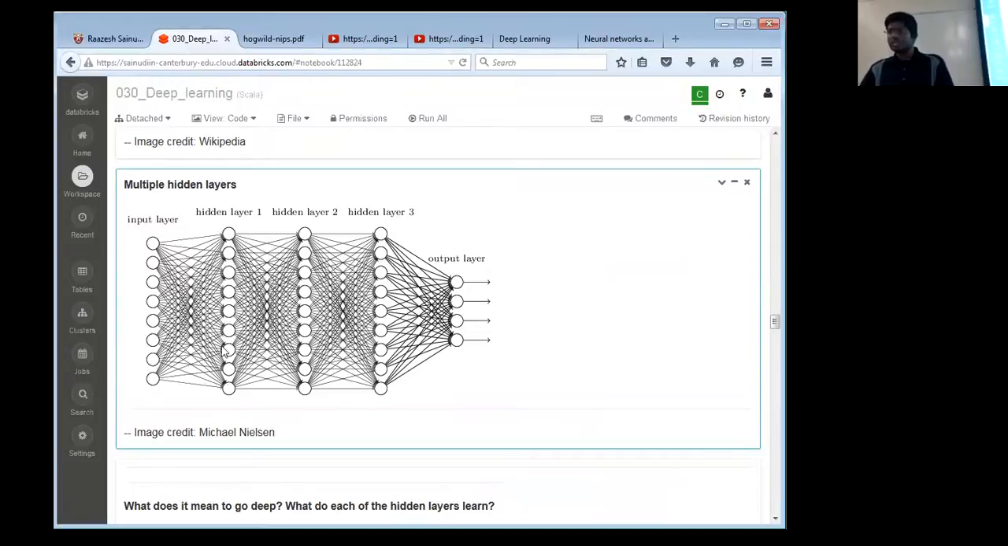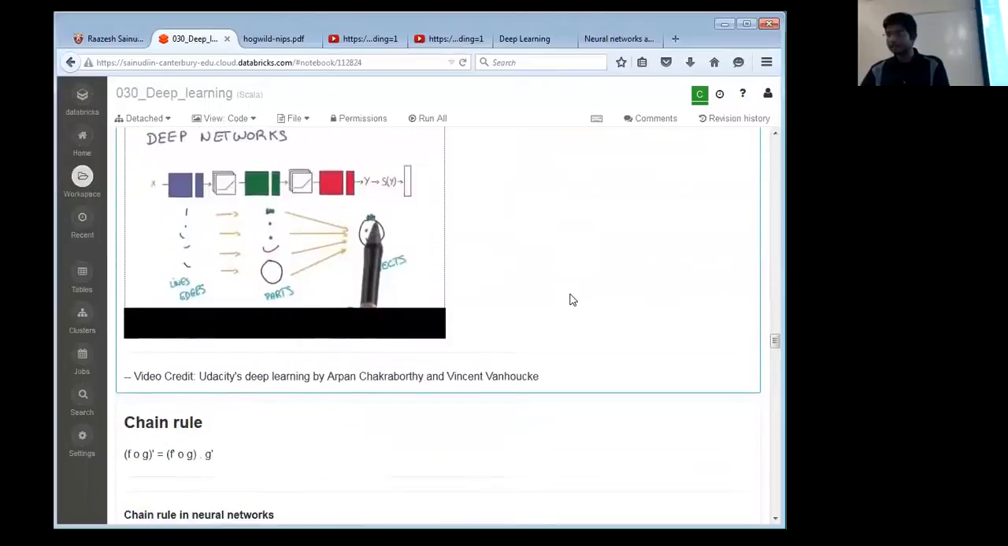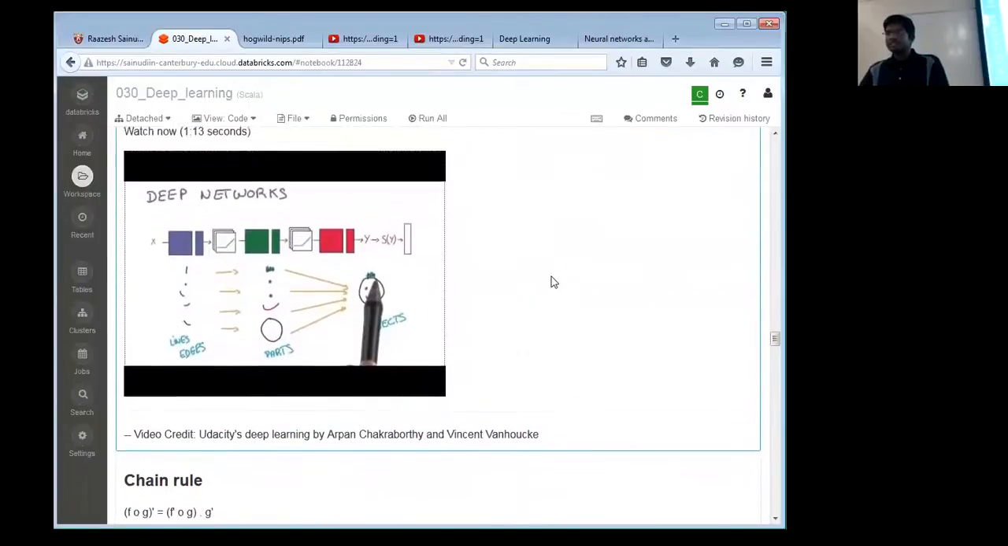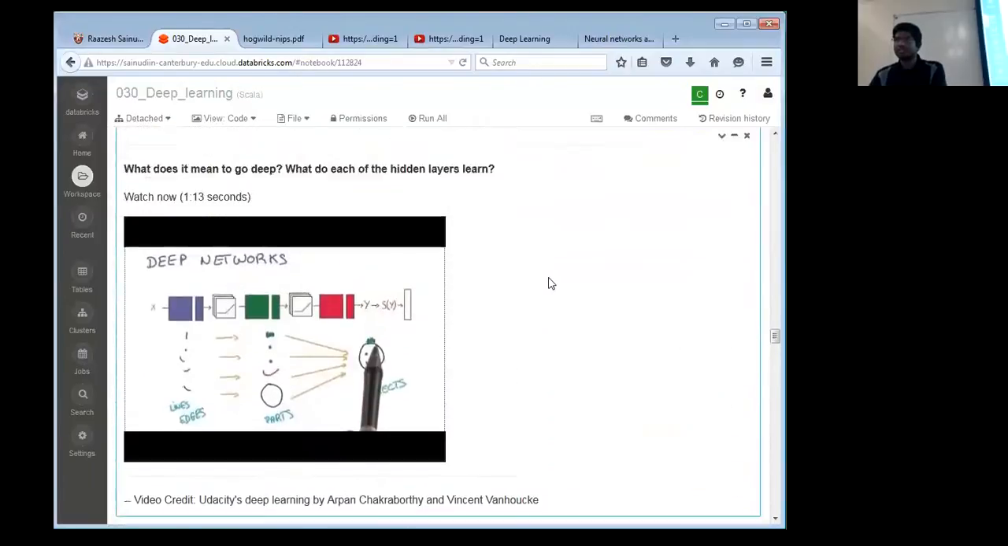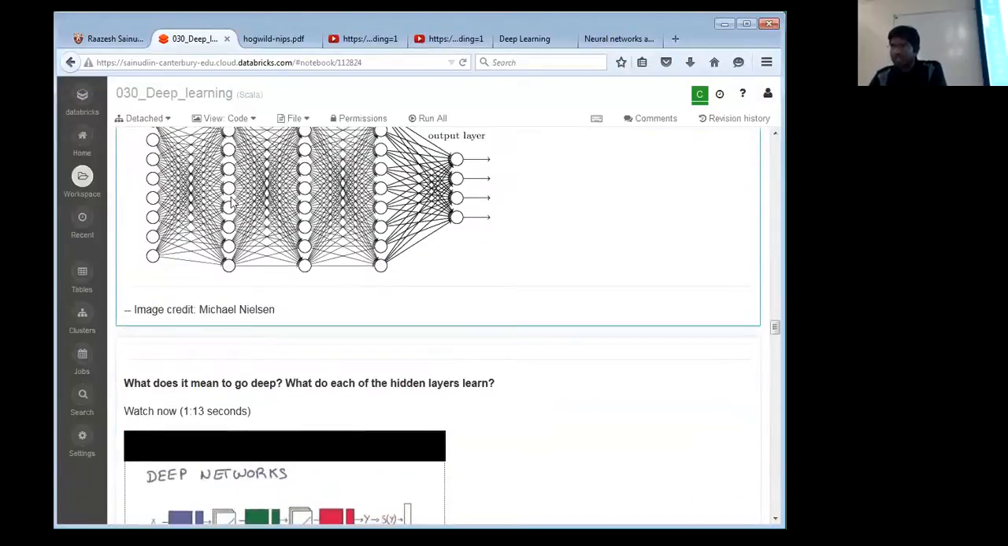So each layer is learning higher and higher abstractions of your input data source. And the way it does this is through something called back propagation. That is the way it learns the weights on each of these edges, which is the important part, right? That is through an algorithm called back propagation.